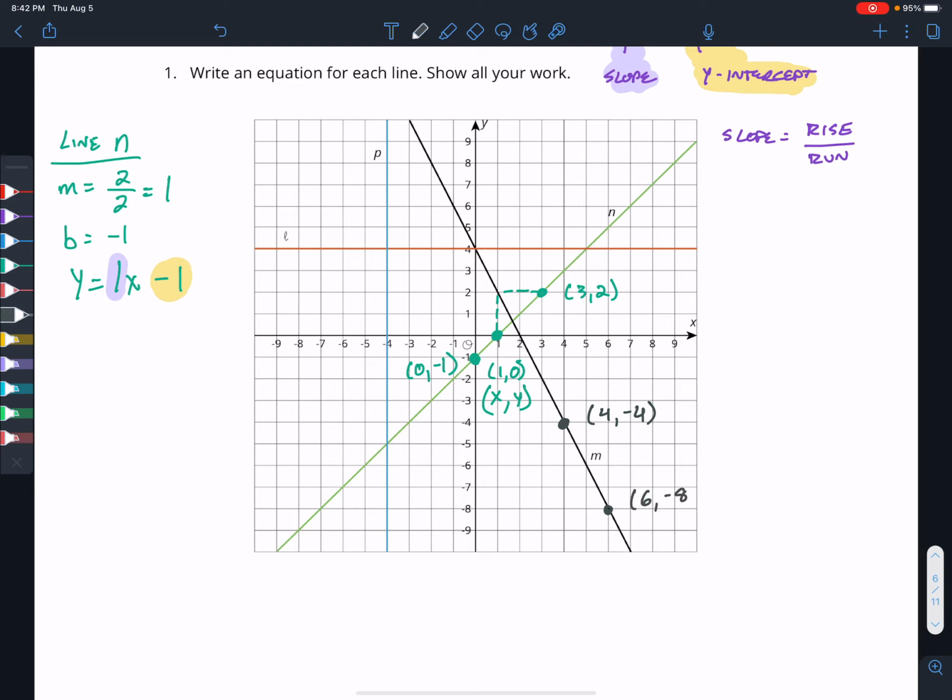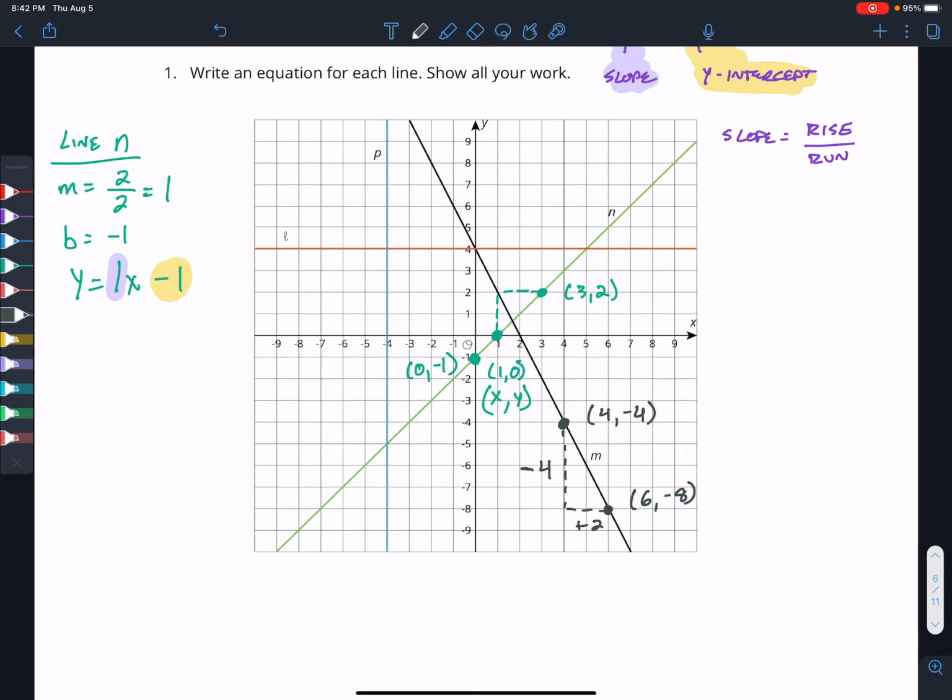6, -8. All right, so I want to figure out what is my rise and my run for this. So now this one, my rise, I'm going down this way. And it looks like I'm going down 1, 2, 3, 4. So I'm going down in the negative direction 4 units. And then I'm going over 1, 2. So I'm going over in a +2.